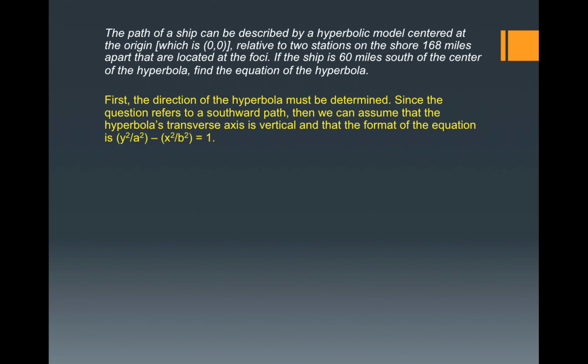Okay, so first we need to find the orientation of the hyperbola. So we need to know if the curves are facing up and down or left and right. Since the only direction that they give us is south, we can safely assume that the hyperbola's transverse axis is vertical and that the equation is going to be y squared divided by a squared minus x squared divided by b squared equals 1. So we know that already.